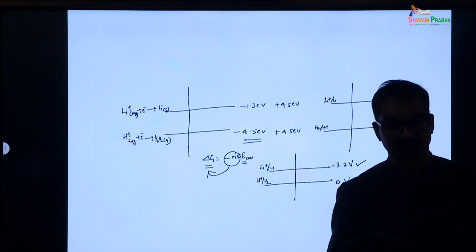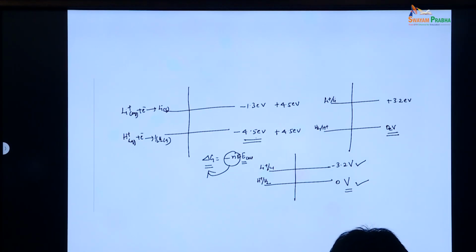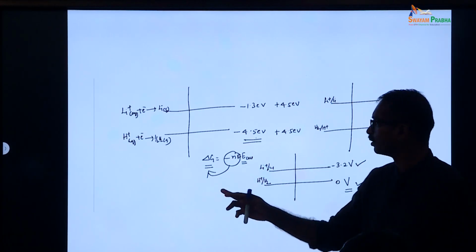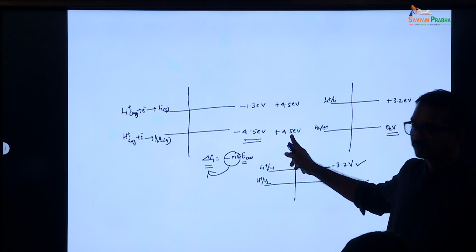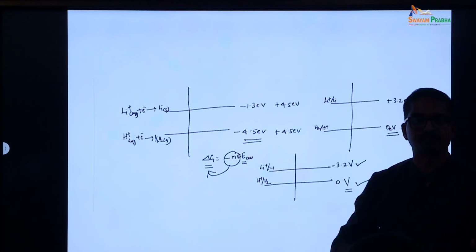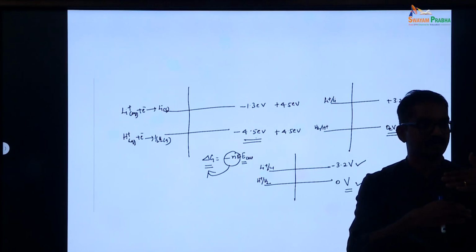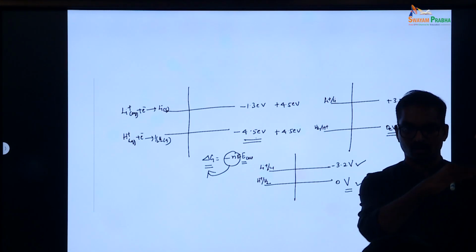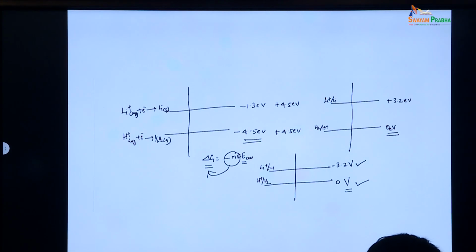The gap between the lithium and hydrogen remains the same. I am only taking up and down the scale. When I do that, this becomes 0, this becomes 3.2 electron volt. Correct? And now we know delta G equal to minus nFE. So if delta G is positive, E will be negative. So I just swap the sign now, because I switched from electron volt to volt. Now you can see hydrogen is 0 volt, where lithium is minus 3.2 volt.